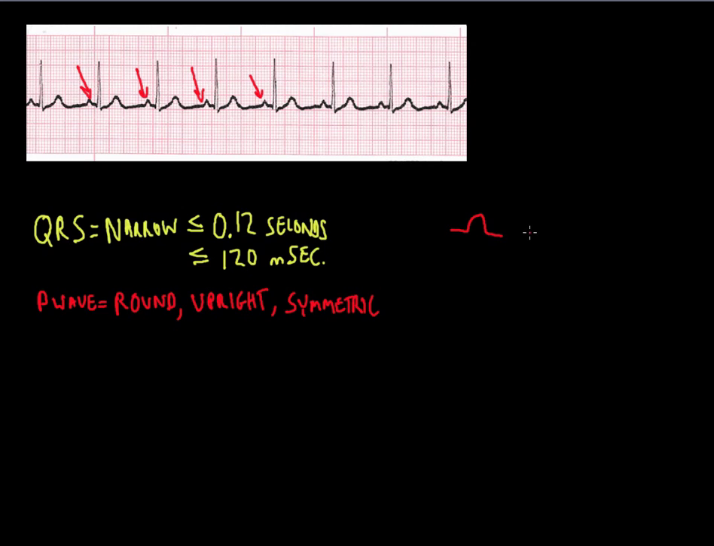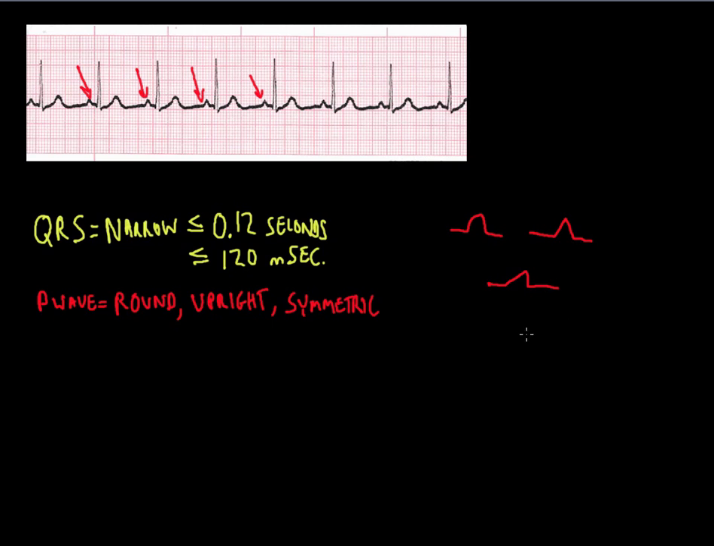Now if I draw another one over here, and I make it look like this, is that round? No, that's not really round. Is it upright though? Yes, it's pointing up. And is it symmetric? Yes, it goes up and down the same way, so it looks nice and symmetric. If I drew one that looks like this, is that one round? No, it's got kind of a point to it. Is it upright? Yes. Is it symmetric? No, it's going up at a slow slope and then it drops down very quickly. So it's not really symmetric.